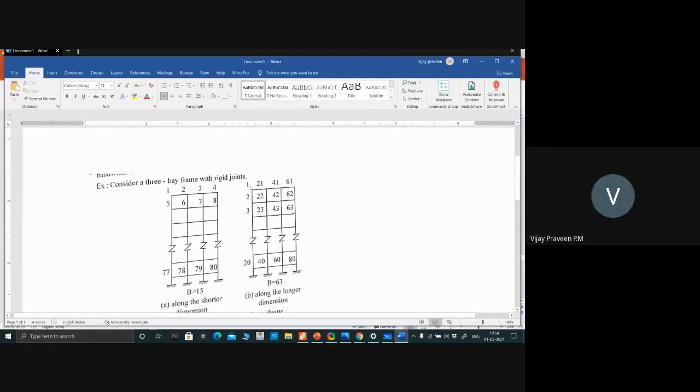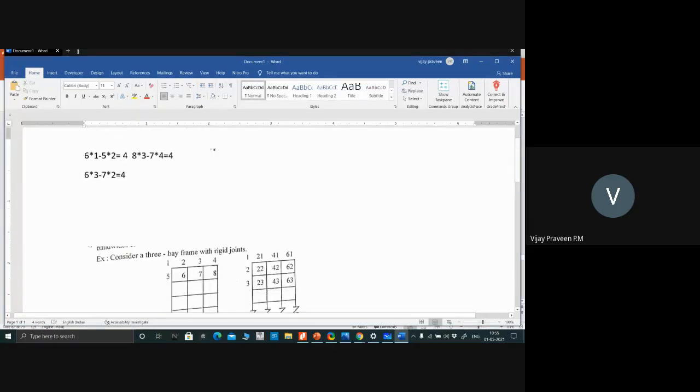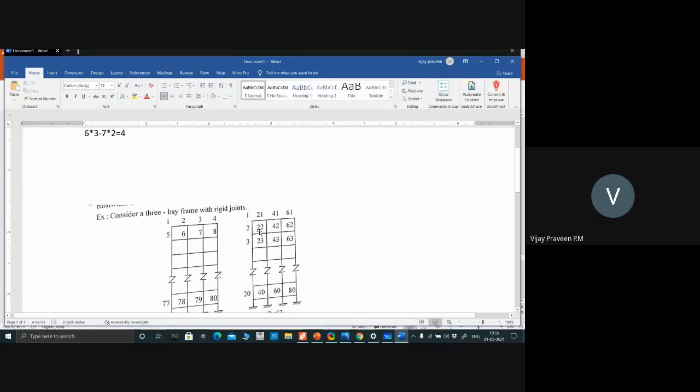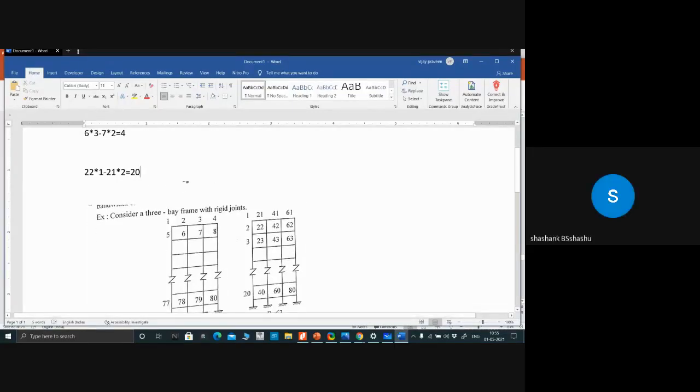Now let me take the second one. Along the longer dimension, I am going to number the nodes like this, and I will calculate now. The same thing we are going to calculate. First element: 22 into 1 minus 21 into 2 equals how much? 20. 20 right? Yes, sir. Okay.